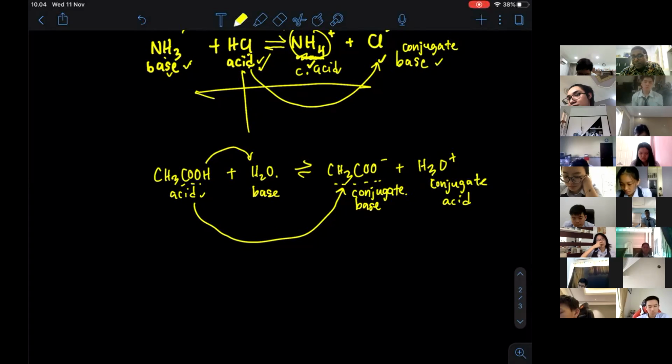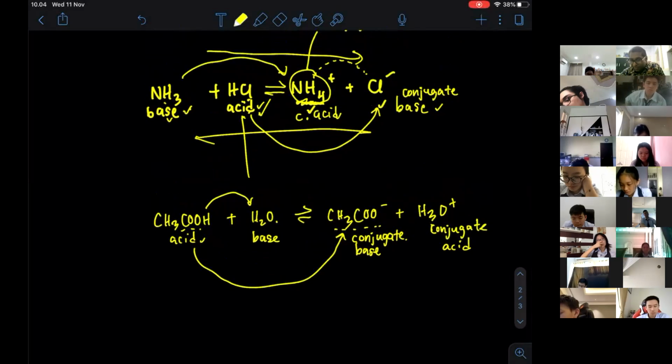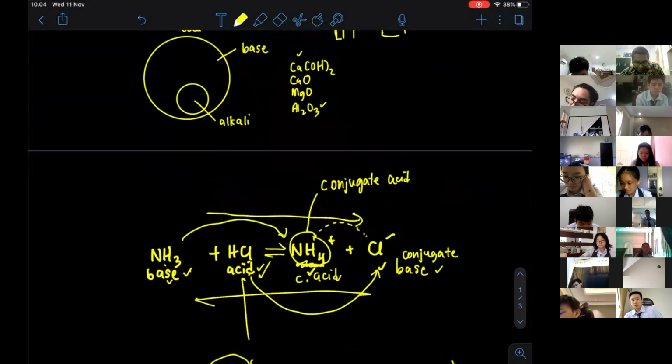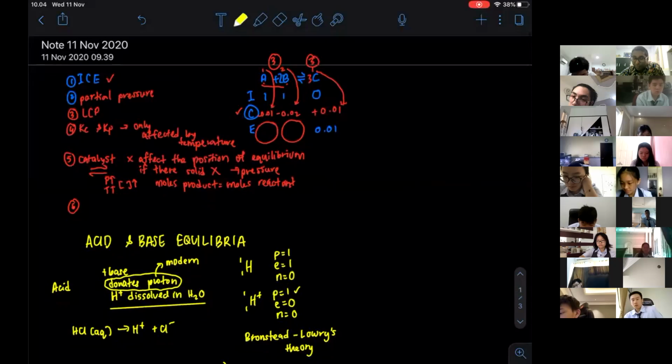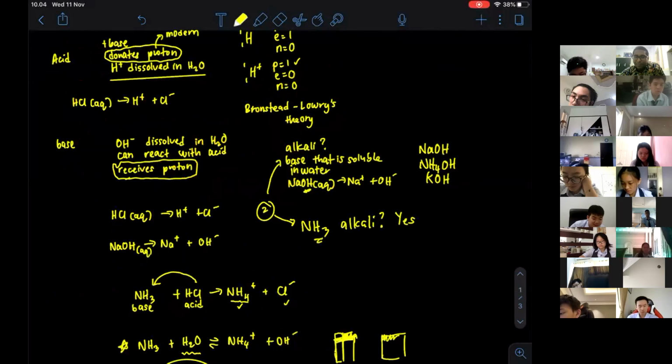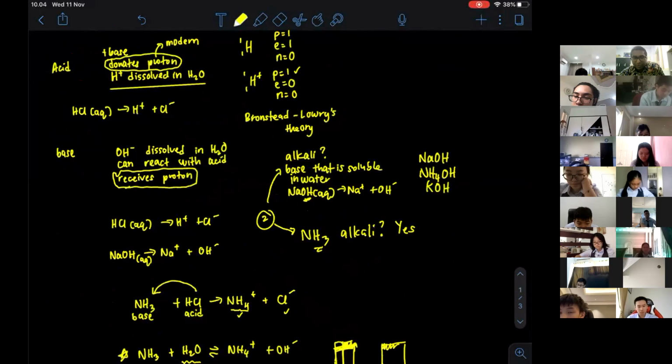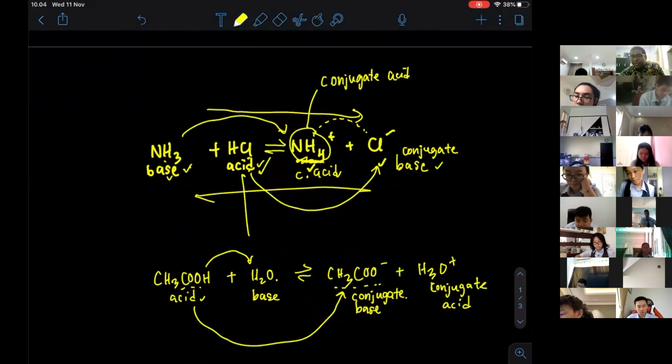This combination is important towards the end of the chapter. I will definitely repeat this again. But we have learned a lot of things today. I taught you some theory, but the important theory is the Bronsted-Lowry theory. I introduced to you what is base and what is alkali. I also taught you about acid and base in a reversible reaction. So how do we find out which one is conjugate acid and which one is conjugate base? That's it, guys. Any questions?